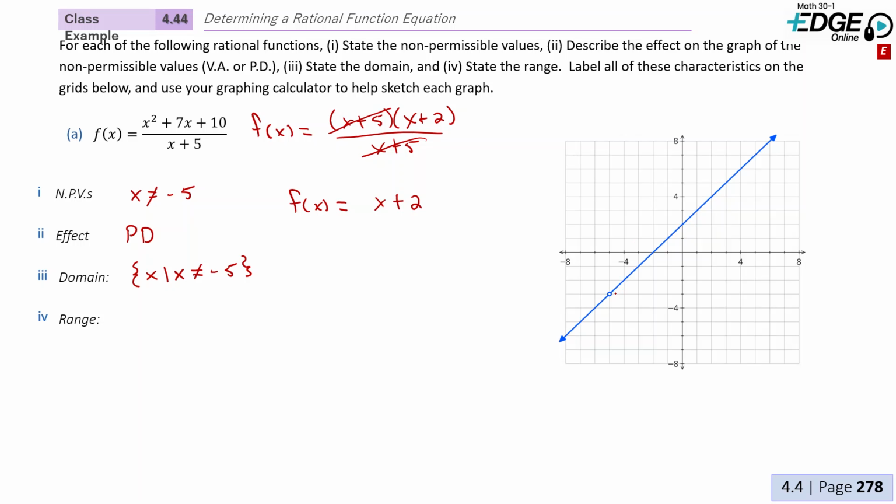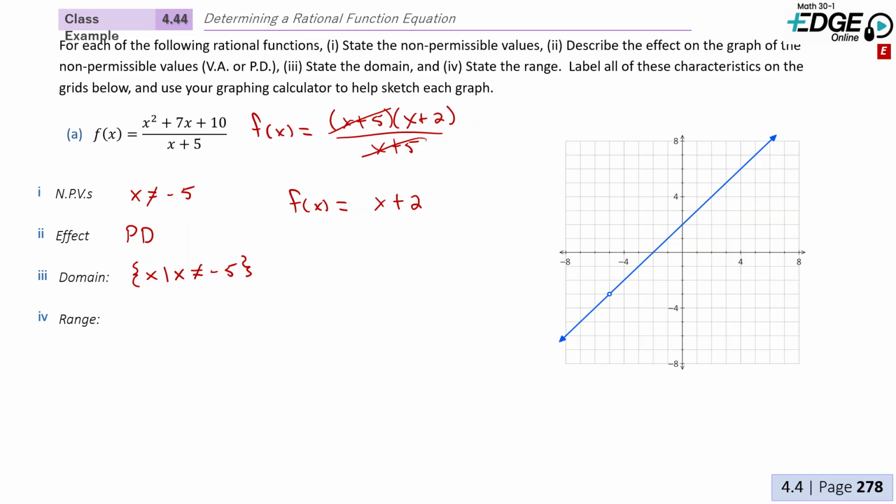We cross the y-axis at 2, and we have a slope of 1. Now the difference here is that we have a point of discontinuity, and that point of discontinuity happens right at negative 5. So that makes sense. That was our hole. We weren't allowed to have a point at negative 5. So now if we're going to figure out our range, I can see right here it can't be negative 3. I can see that from the graph, but we could also determine that algebraically.